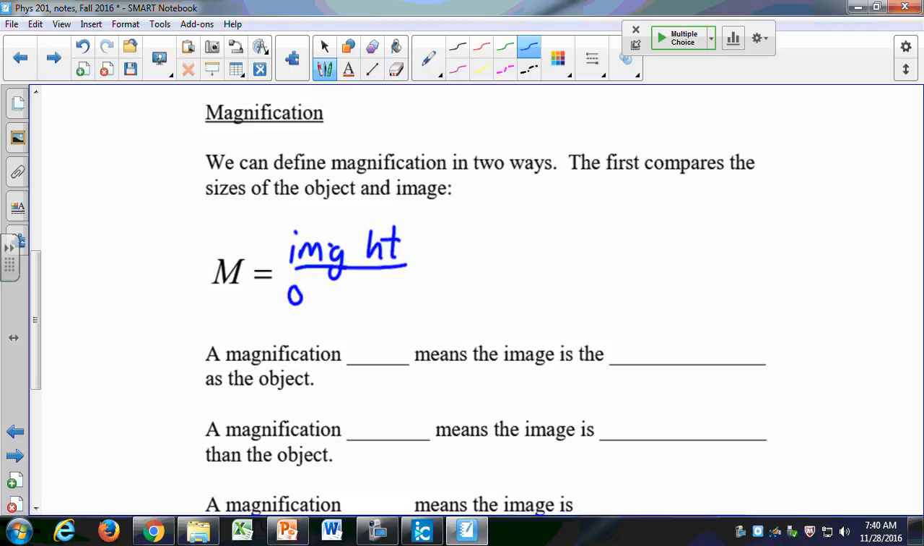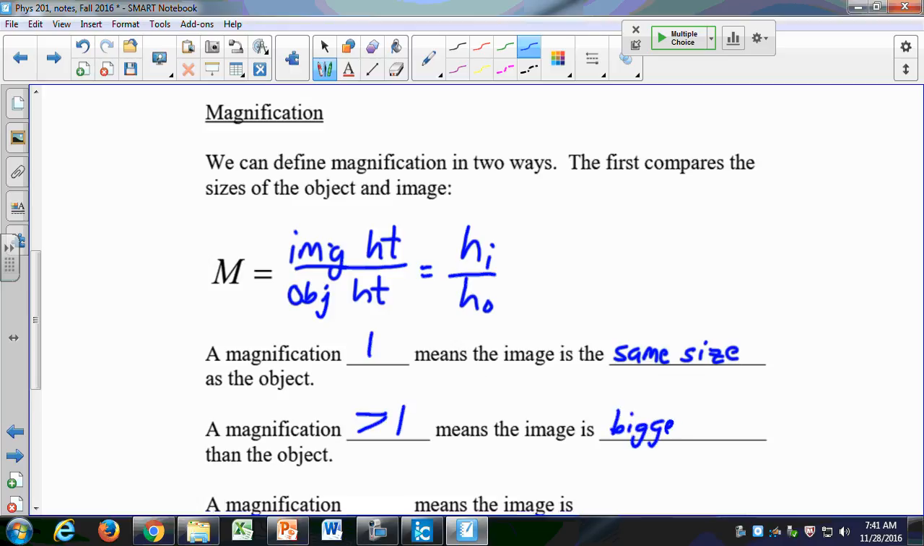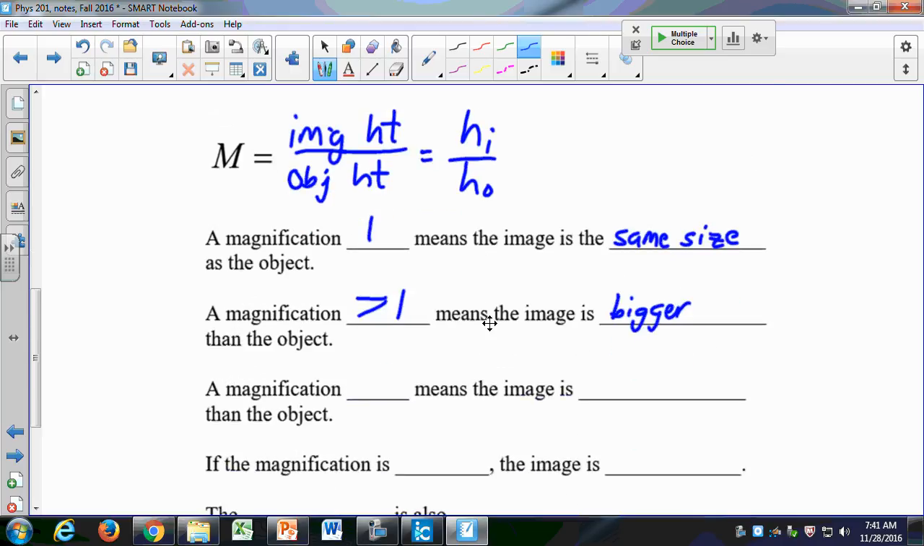The image height over the object height. Usually we call this HI over HO. And a magnification of 1 means the image is the same size as the object. A magnification greater than 1 means the image is bigger than the object. And a magnification less than 1 means the image is smaller than the object.